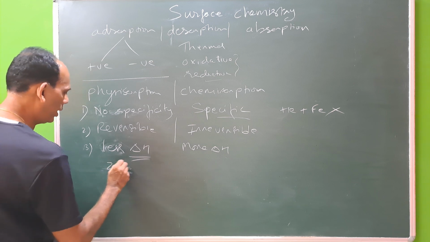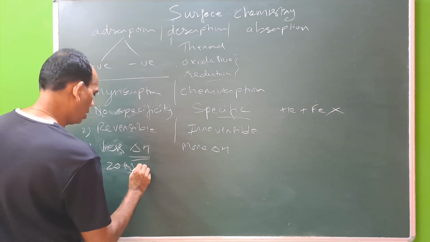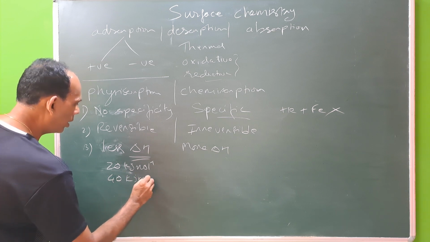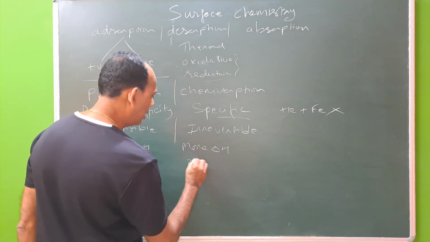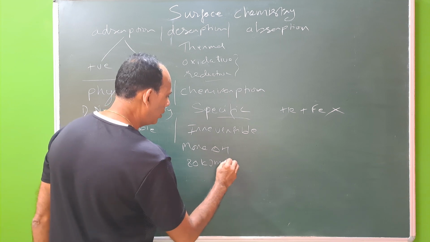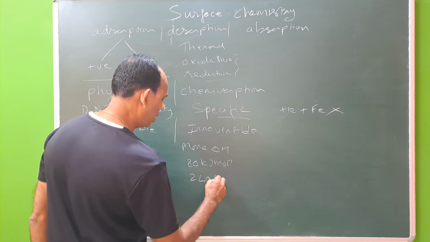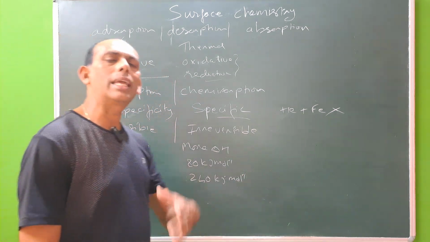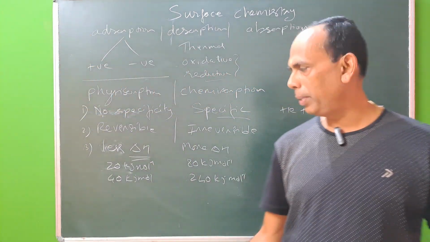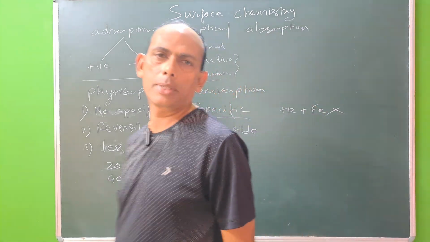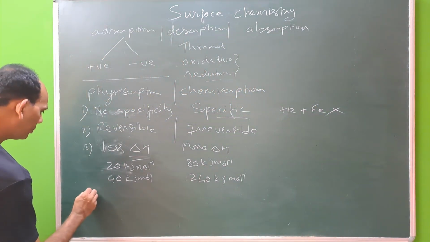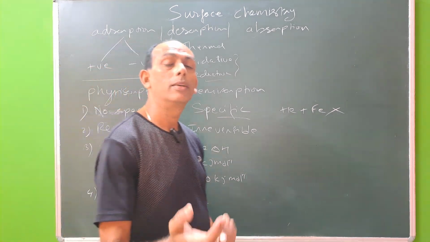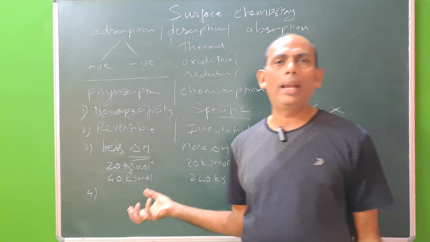20 to 40, I guess, 20 kilojoules per mole to 40 kilojoules per mole. Here it is 80 kilojoules per mole to 240 kilojoules per mole. Because it's a chemical process, you need to have a higher enthalpy as compared to this. This is a temporary process, right? Okay, next. Physical adsorption will depend on the nature of the adsorbate.